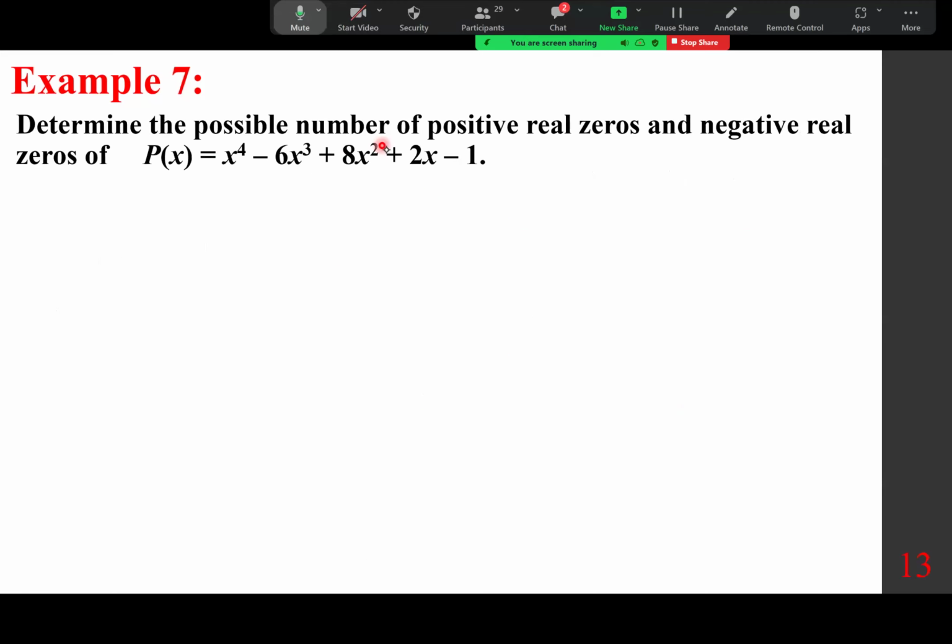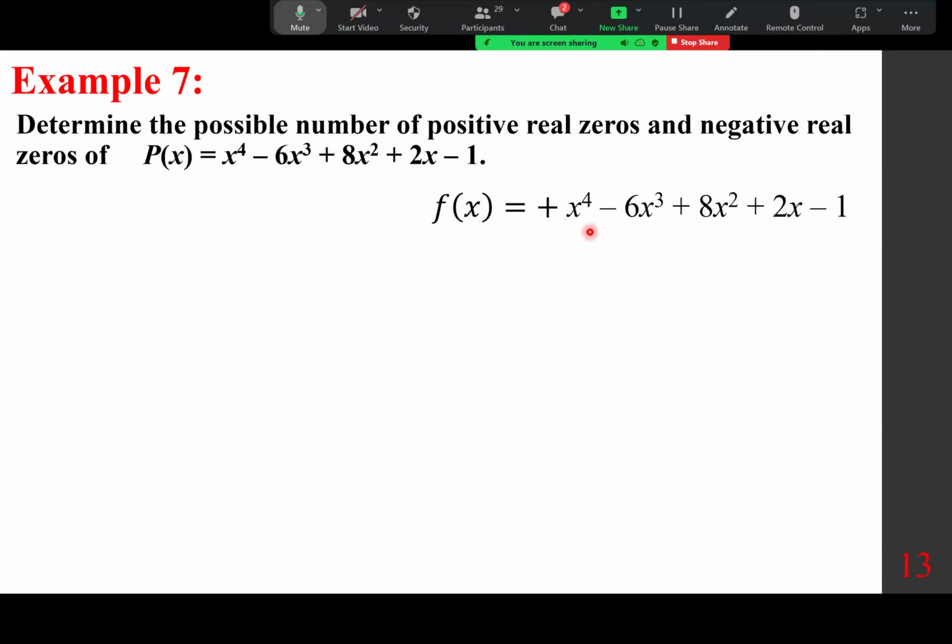Determine the possible number of positive real zeros and negative real zeros for p of x equals x to the power of 4 minus 6x cubed plus 8x squared plus 2x minus 1. So the very first thing we do, we look at it just the way it is and make sure you understand this is positive, okay?